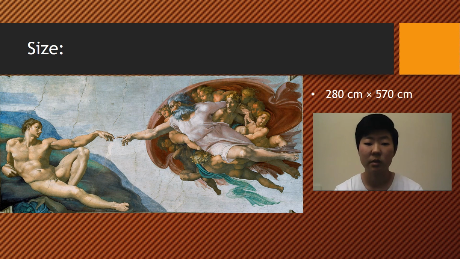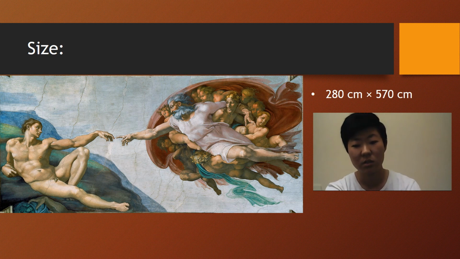The size of the painting of the Creation of Adam is 280 centimeters by 570 centimeters. Adam on the left and God on the right are both significantly big because the image depicts God giving life to Adam, the first man. Additionally, you could see that God has authority because of the angels carrying him as a king would be carried by his servants.